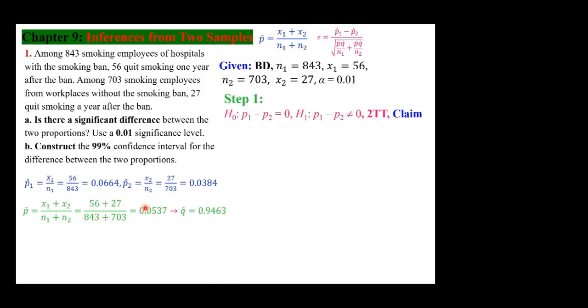what is the first step? H0: P1 minus P2 is 0. H1: P1 minus P2 is not 0, which makes it a two-tailed test, and that's a claim. And by the way, 0.01 significance level for a two-tailed test corresponds to 99% confidence interval. If it were a one-tail test, that means either right-tail test or left-tail test, then 0.01, you have to multiply it by 2 and subtract it from 1, will be equivalent to 98% confidence interval.